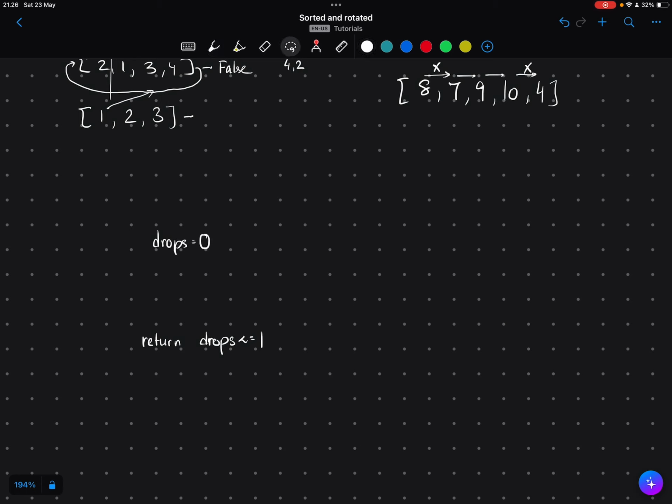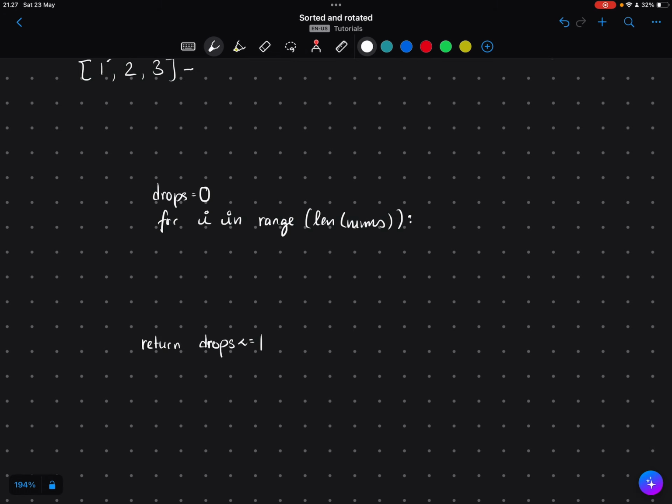Now let's figure out the number of drops actually. So let's start off with the value drops equals 0, and let's just do a single normal iteration through the array. Alright, we set up a normal loop. And how do we check the drops? Well, just compare i and i plus 1, right? The value and the next value.